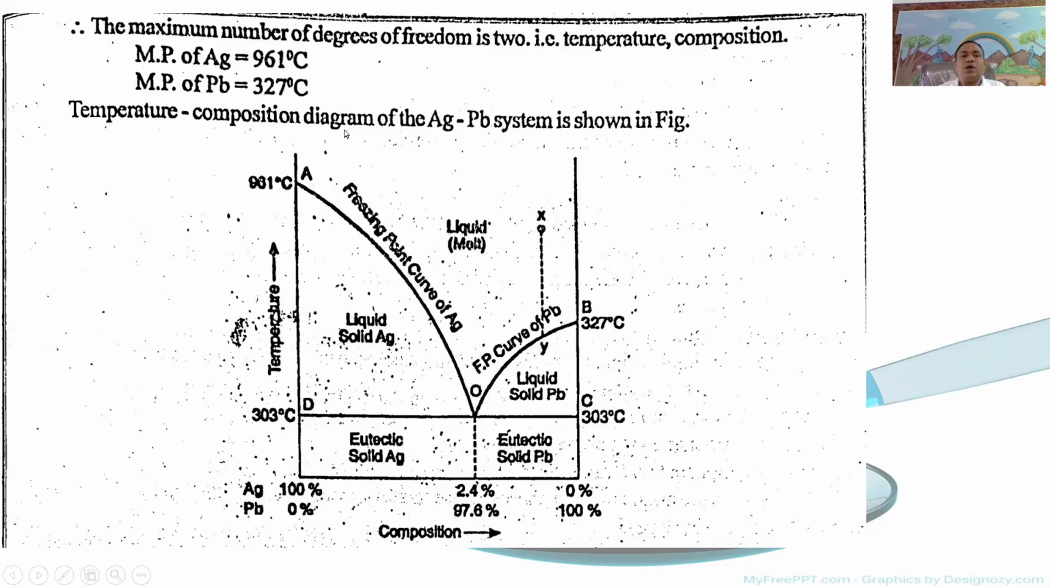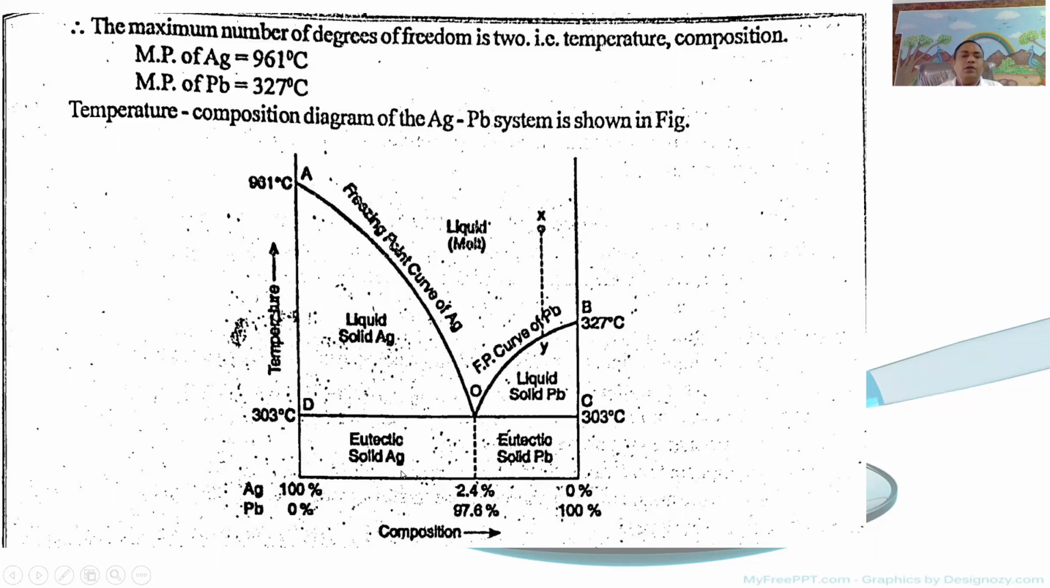Here the temperature composition diagram of the silver lead system is shown in the figure. Temperature is taken on the y-axis, composition on the x-axis. The obtained diagram is called the phase diagram of the silver lead system. Here, point A shows the melting point of silver, which is 961 degrees centigrade. Point B shows the melting point of lead, that is 327 degrees centigrade.